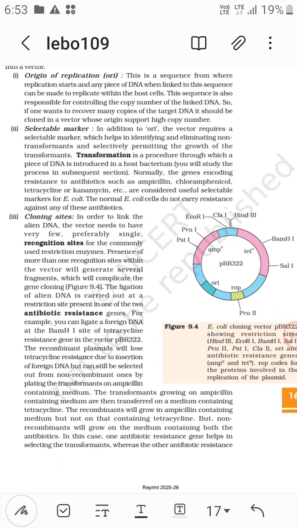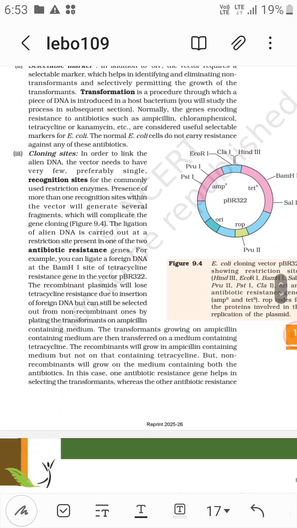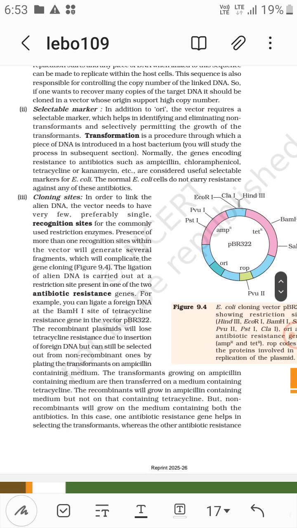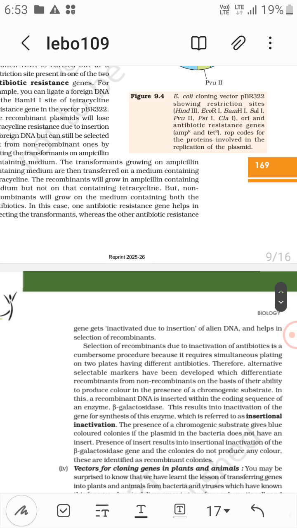Which are the selectable markers? The genes that encode resistance to antibiotics, because they help in selecting recombinants and non-recombinants, and transformants and non-transformants, all these things. Okay.